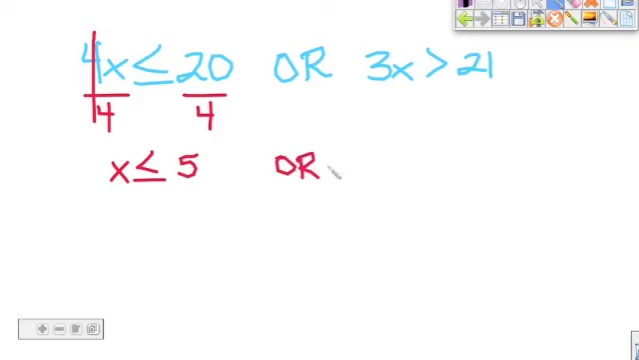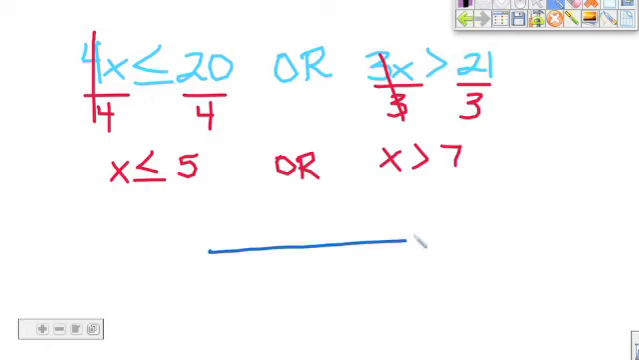Or, here on this side, I'm going to divide by 3, doing the similar as I just did, getting the inverse operation. My x falls down. It's greater than 7. And again, I don't flip my inequality because I divided by a positive. So how do we read this? X is going to be less than or exactly 5, but it has to be bigger than 7.